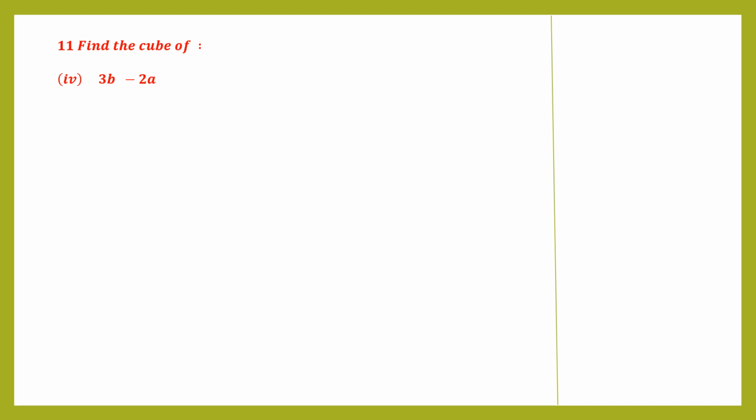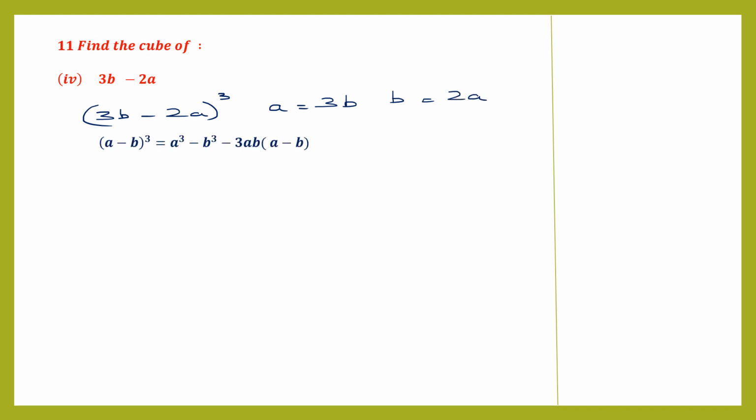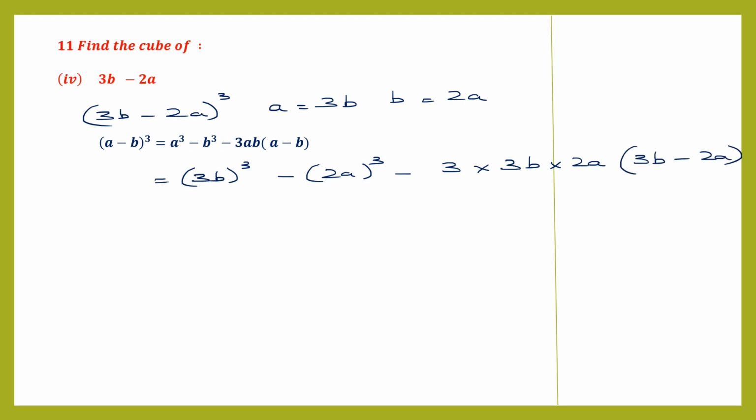Next one. So here we are going to find the cube of this: 3b minus 2a the whole cube. So in this, a is 3b and b is 2a. So now let's find. Here a cube means 3b the whole cube, minus b cube, which is 2a the whole cube, minus 3 into a, which is 3b, into b, which is 2a, and in brackets a minus b.